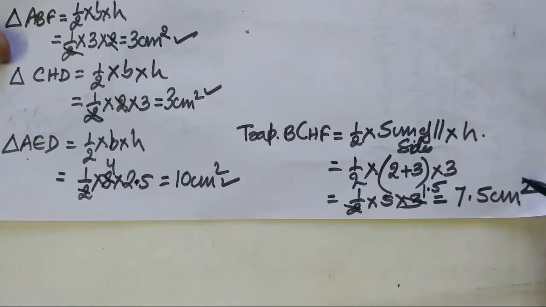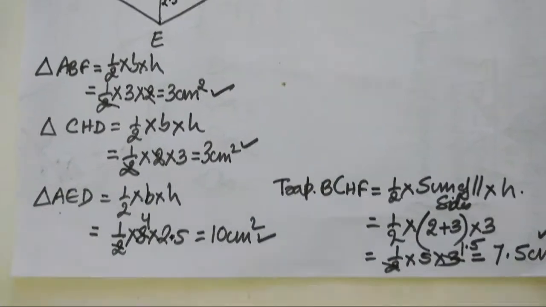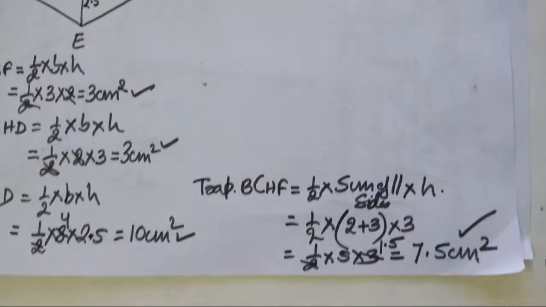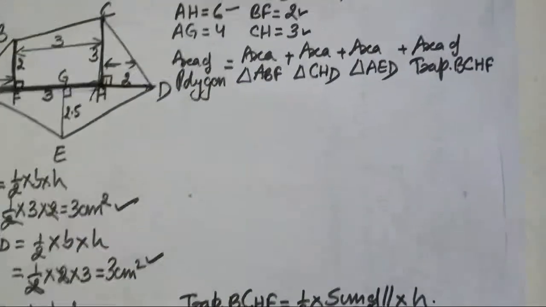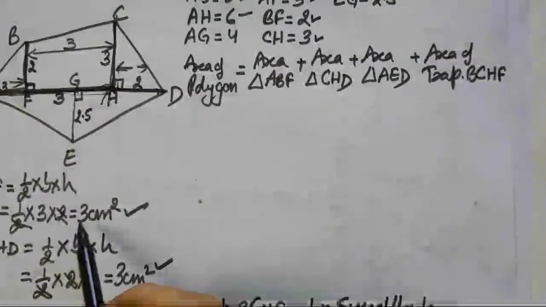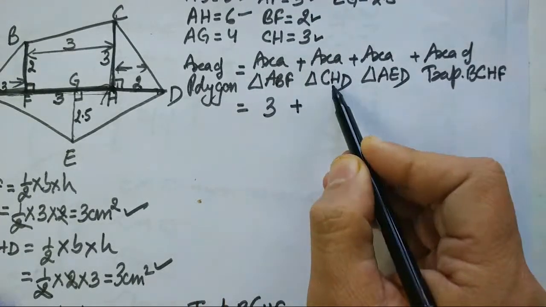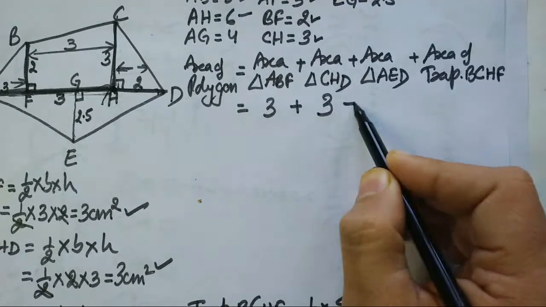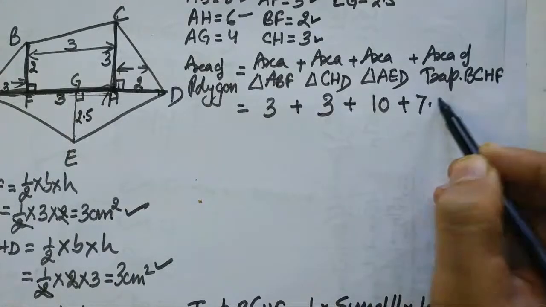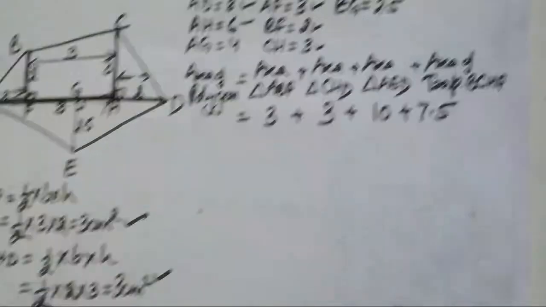So we have got 4 areas: the area of the first triangle, second triangle, third triangle, and this trapezium. Now put these numbers here. Area of the triangle ABF is 3. Area of the second triangle is 3. Area of the third triangle is 10. And area of the trapezium is 7.5. So I have solved all the areas separately.